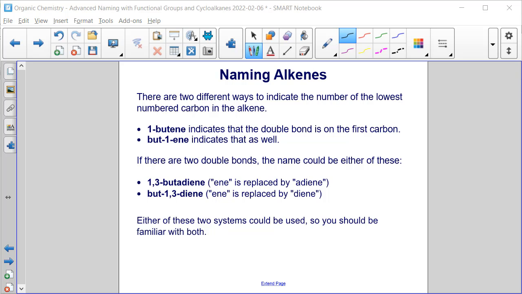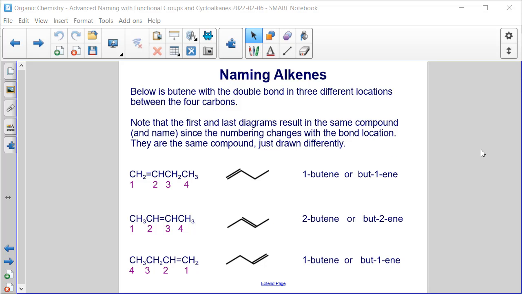1,3-butadiene, where the ENE is replaced by the diene. But you could also say buta-1,3-diene, where the ENE is replaced by diene. Either of these 2 systems could be used, so you should be familiar with both. All right, let's take a look at this example.